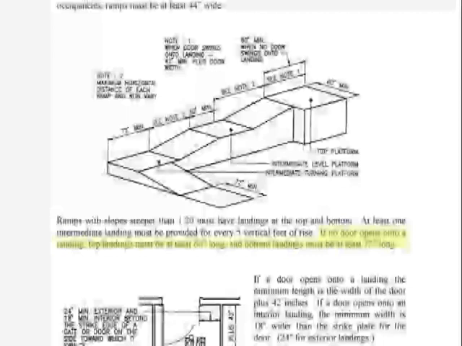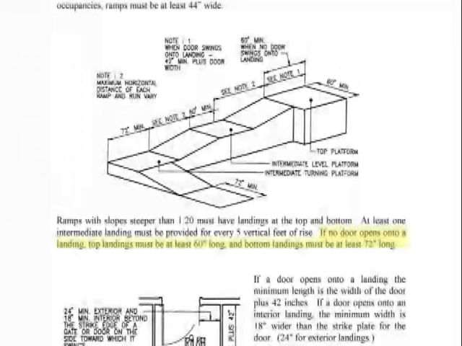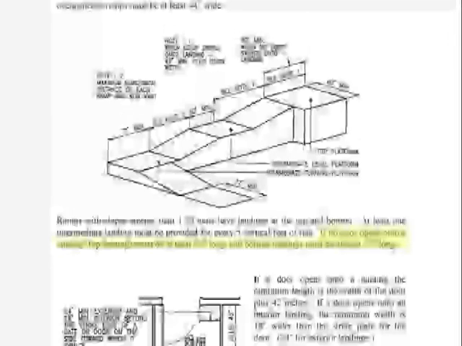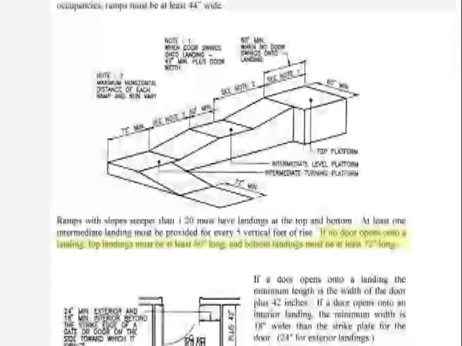Since the ramp itself needs to be at least 36 inches wide, that top landing will have to be at least 3 feet by 5 feet. And the bottom landing, the approach landing, will have to be at least 6 feet by 3 feet. Let's take a look at doors.